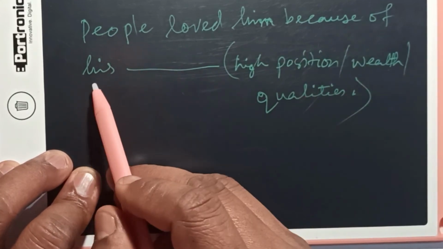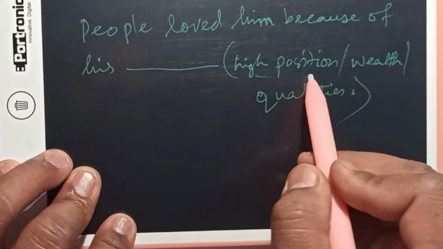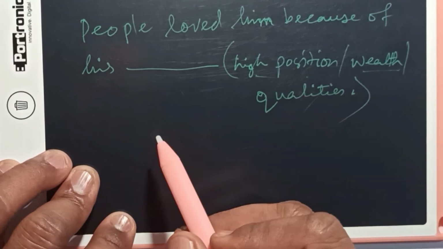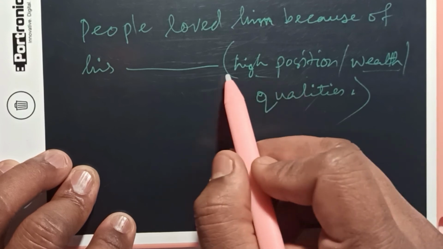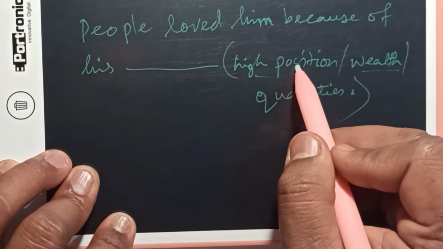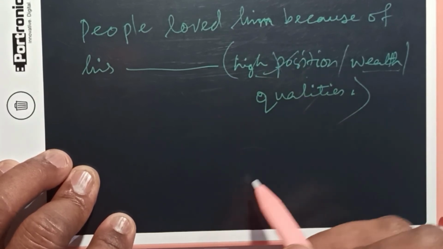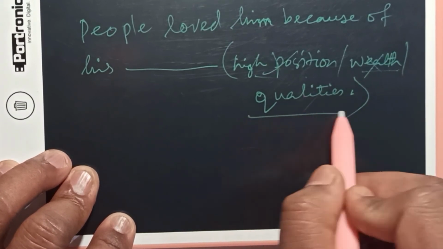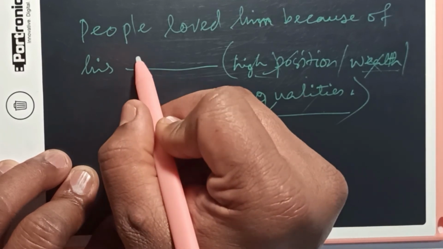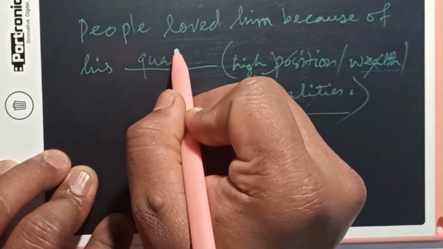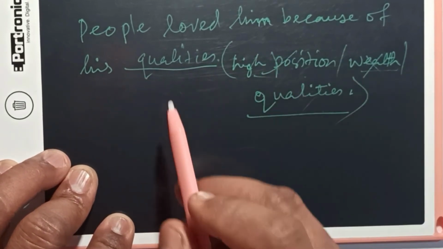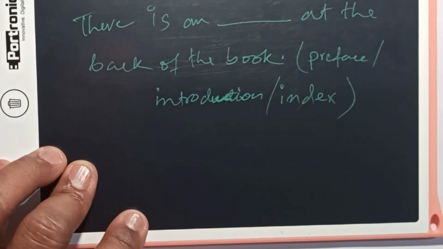This is another similar sentence here. People loved him because of his, it could be high position, it could be wealth, it could be qualities. But you know, not all will love a person because of his high position or because of his wealth, but all will love a person because of his qualities. So the correct answer is qualities. We have another sentence here which is similar to it.